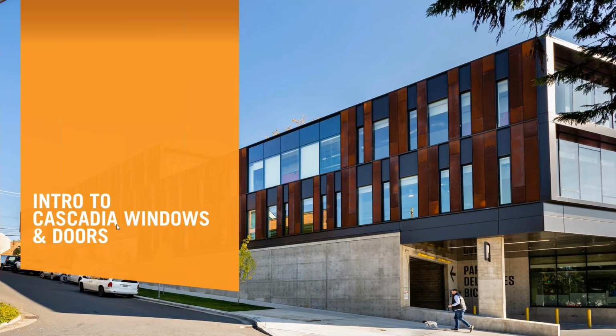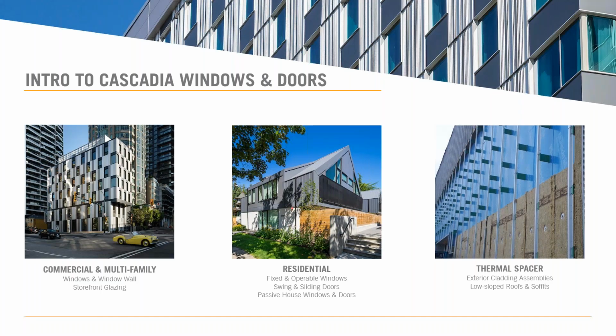About Cascadia. So we are a manufacturer of high performance fiberglass envelope components, and those components being commercial fenestration, including window wall for high-rise multifamily, as well as residential, wide variety of operable types for residential applications, and Passivhaus certified products for all of these markets. On the right here is an image of our thermal spacer for cladding support systems. It's also a fiberglass component that's key to high performance envelopes. You can learn more about that in other webinars from Cascadia.